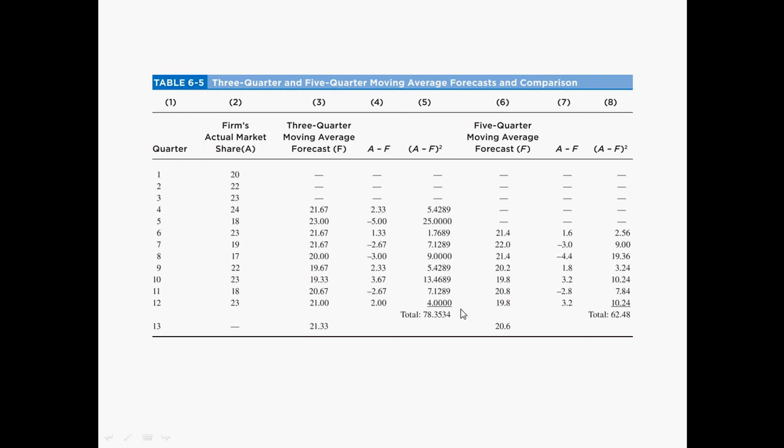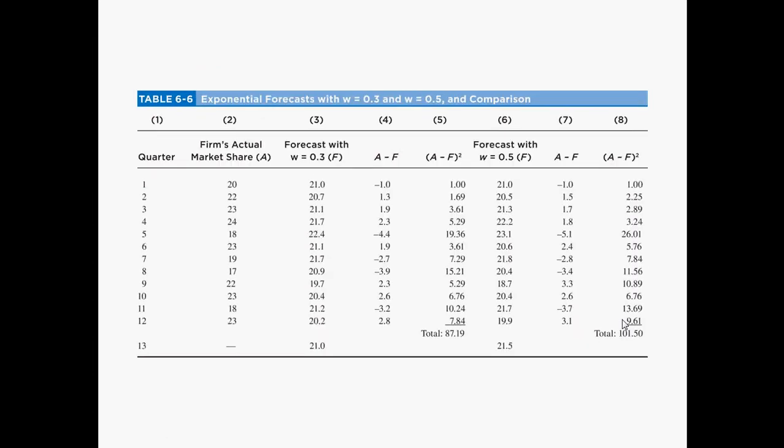So in this case, the 3-quarter moving average seems to generate larger errors. This is a measure of the error, the observed value minus the forecast. So the 5-quarter moving average works a little better in this case. It reduces the difference between the actual and the forecast.